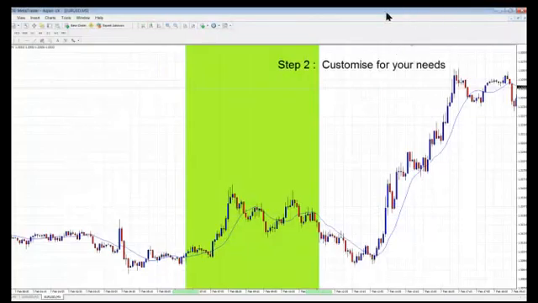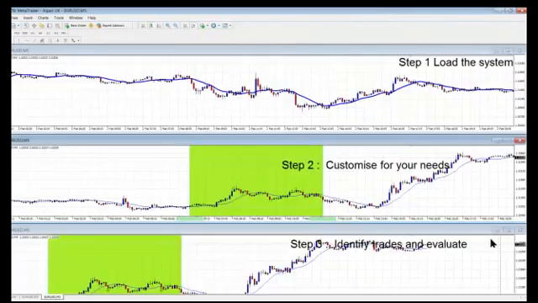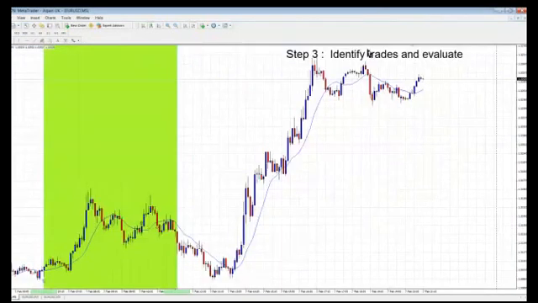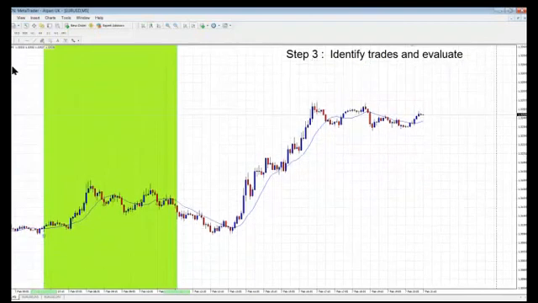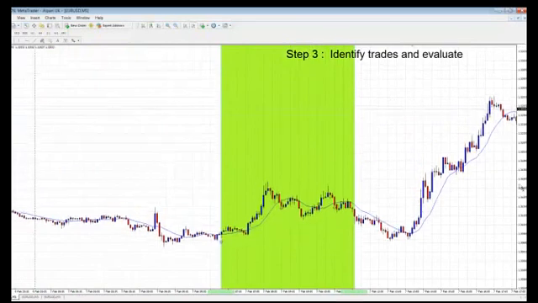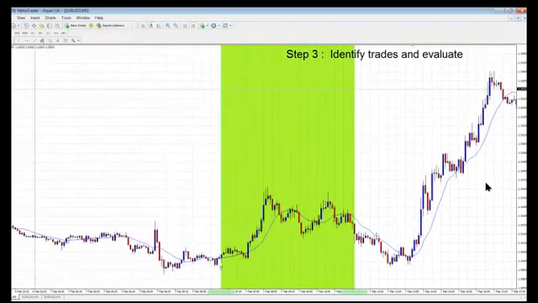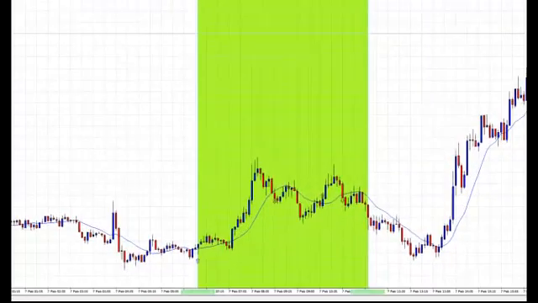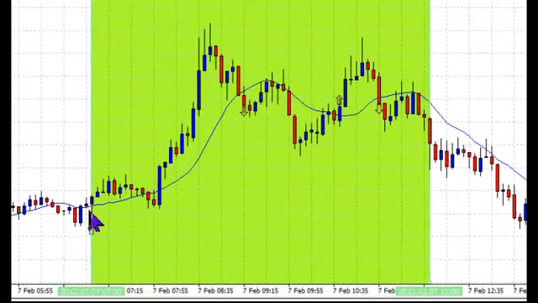Okay, so first, the second step is to customize your needs on the actual charts. So then we'll move on to the third step, and that is to identify trades and evaluate them. Now what I'm doing here is I've just taken the euro. It's the most traded currency. I'm on the 5-minute charts. I've marked my particular times that I'm going to be trading, and what I'm doing here is at a very high level. So I'm not going into detail. I'm not actually trading it. At a very high level, I'm identifying deals.